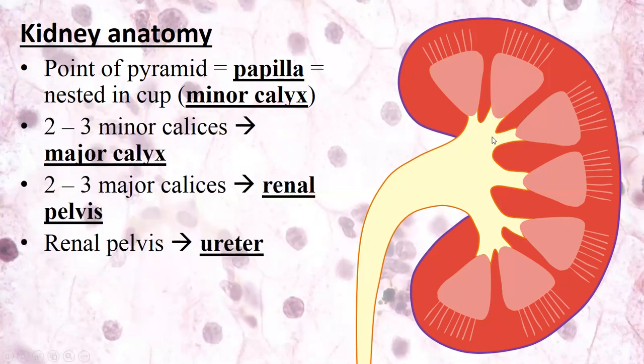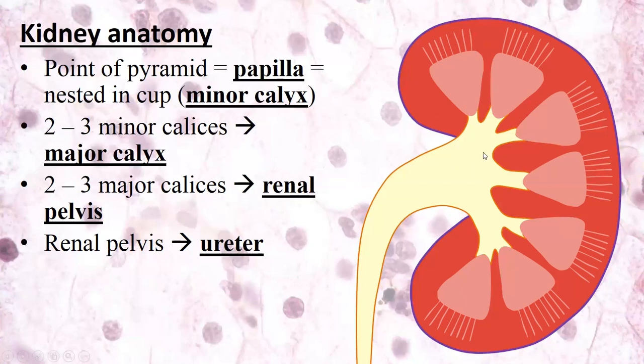And we have some minor calyxes, their number corresponds to the number of the renal lobes, and 2 or 3 minor calyxes form major calyx, bigger one which collects urine from these minor calyxes. Major calyxes form renal pelvis, common cavity of the kidney which collects all urine from all renal lobes, and it's continued by the ureter. It's extrarenal urinary tract, beginning of the urinary tract.